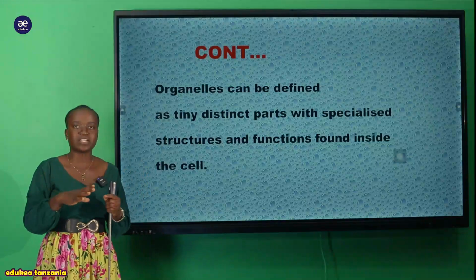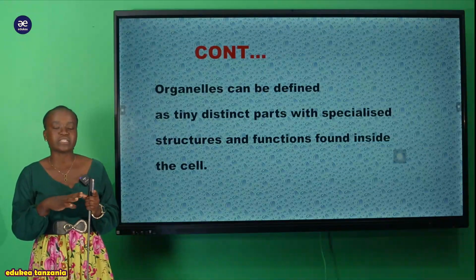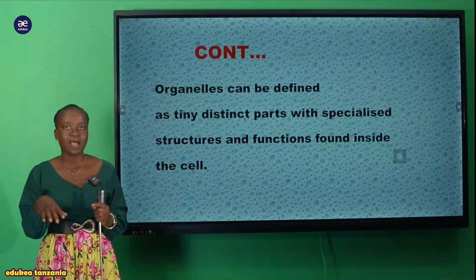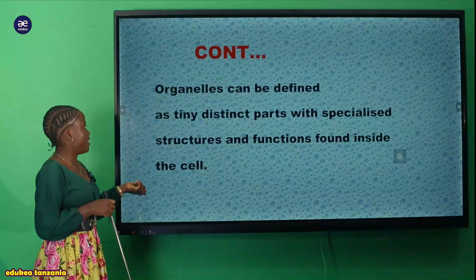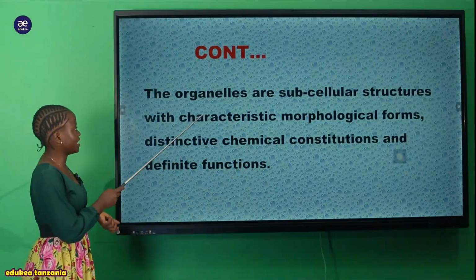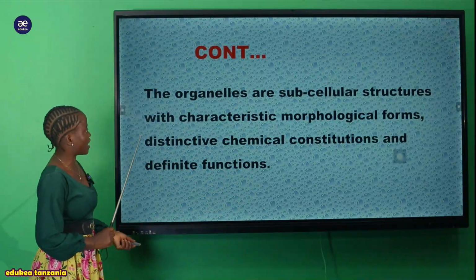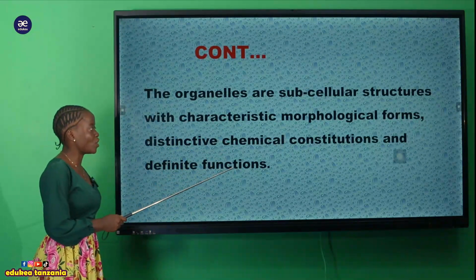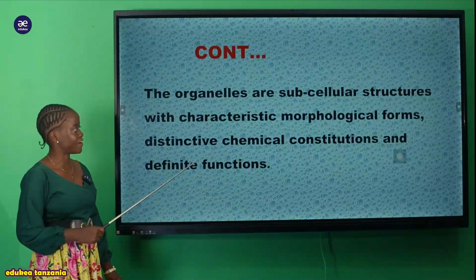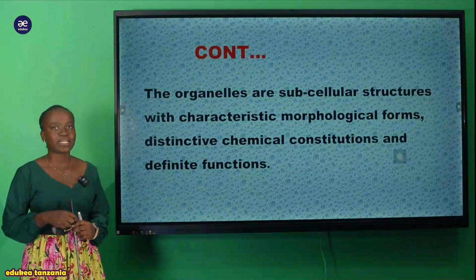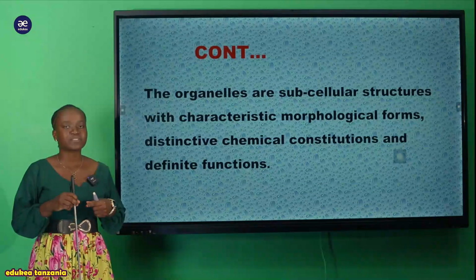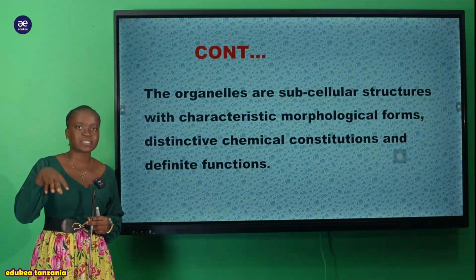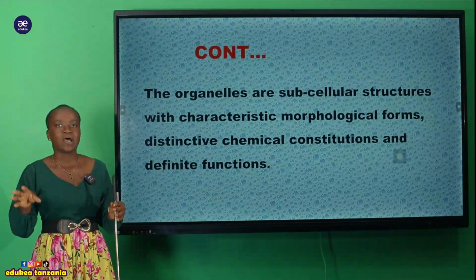Though we have seen some organelles while discussing the plant cell, in the animal cell we are going to discuss in a broader way. Organelles are subcellular structures with characteristic morphological forms, distinctive chemical constitutions, and definite functions. They are subcellular, yani ndani ya seli panakuwa na content. Sasa zile content ndizo ambazo tunakuja kuzidiscuss hapa kwa upana zaidi.